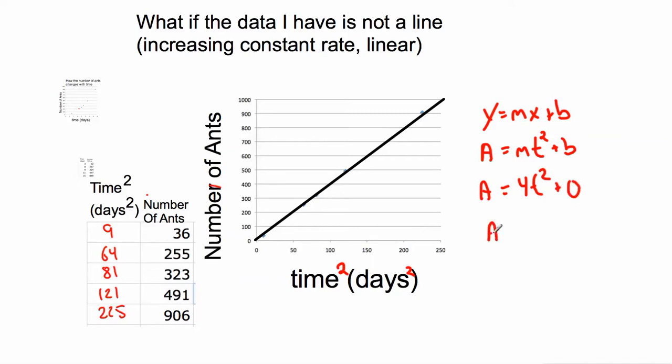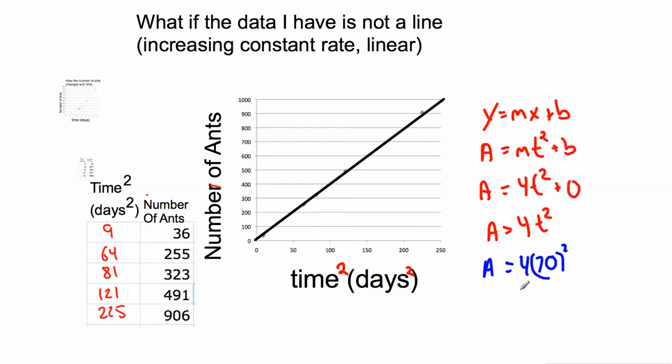So in general, our mathematical model is a equals 4t squared, or number of ants equals 4 times the amount of time squared. That will allow us to make a prediction beyond the 250 days squared that we have on our graph. So for example, let's say we wanted to find the number of ants after maybe 70 days. Okay, so we can go up and put in 4 and put in 70 days, but that's got to be squared because again we're dealing with a square function.